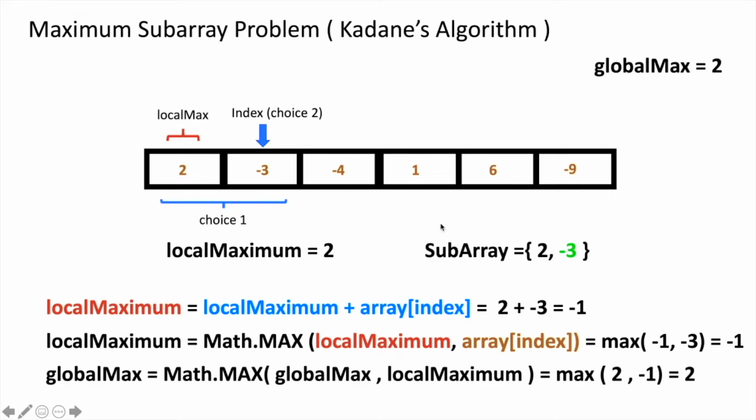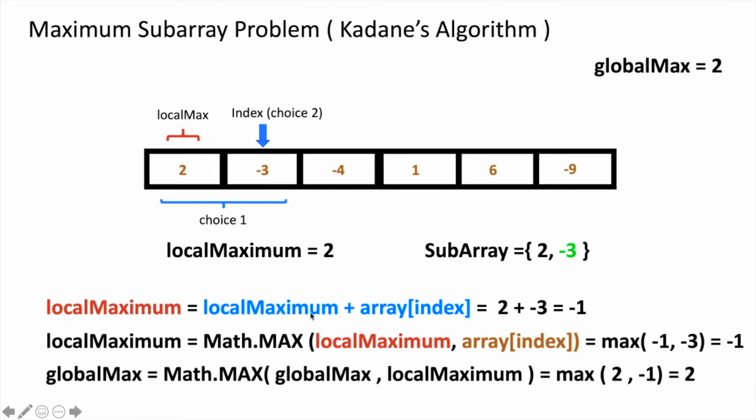So over here, if we take the new value minus 3 into our previous subarray, the new subarray that gets formed is 2 and minus 3, and the summation of these two is minus 1. But if we take only minus 3 as our new subarray, then among minus 1 and minus 3, minus 1 is the greater number. Means to find out the summation value of a subarray, it will be better to take both 2 and minus 3 as our subarray rather than only taking minus 3.